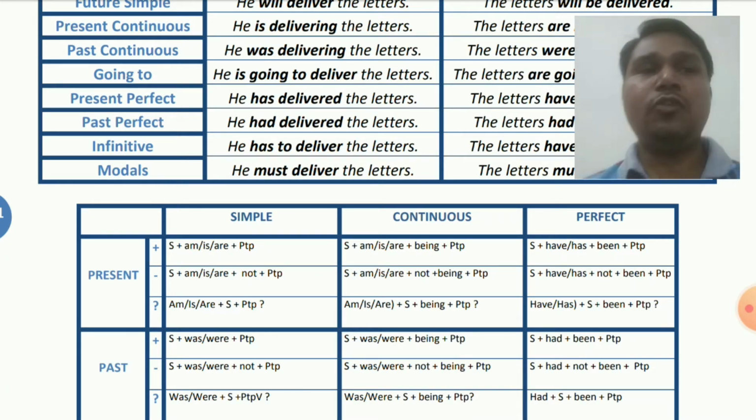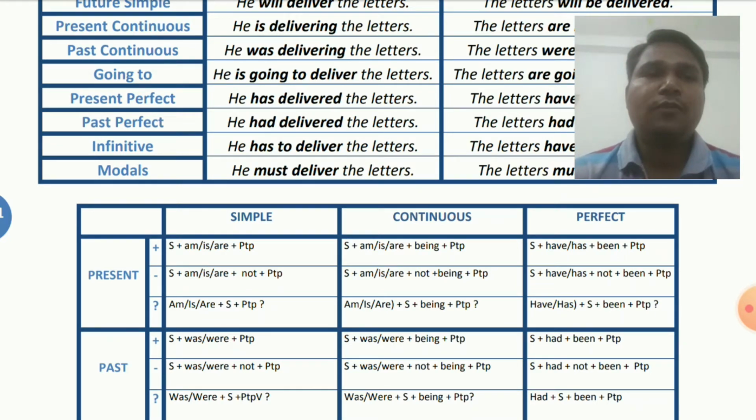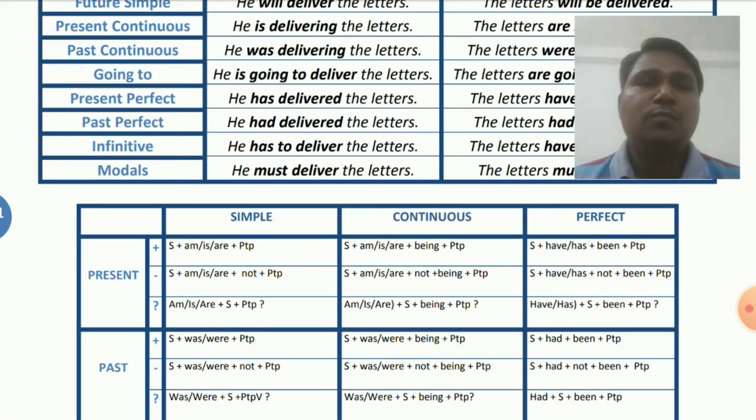Now let's see the interrogative. For making interrogative, you have to use the format that is am, is, are plus subject plus being plus past participle. So these are the formats for the present continuous tense: affirmative, negative and interrogative. And to make WH, you have to just add a WH word before the interrogative formation. Now let's see the present perfect tense.